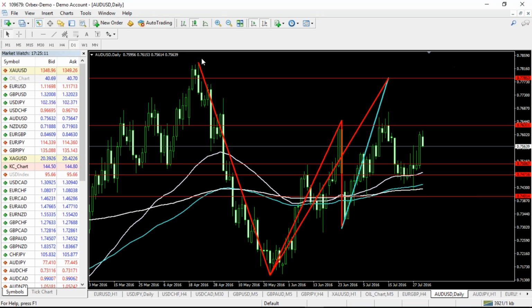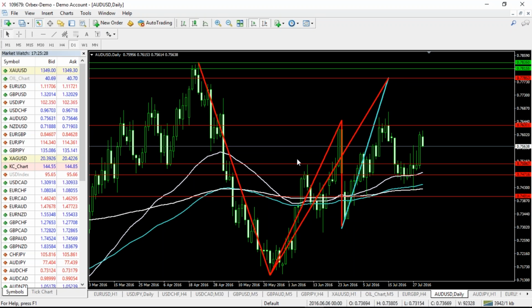Okay, this is based on the daily chart, but to have this area here, we can always draw a zone based on this area here, and the longest wick there. So again, this is an area of reversal.